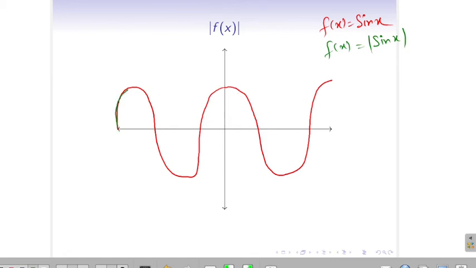The green function represents this: the negative part will become positive, and the positive part will remain the same. So the green function represents modulus of sine x, and the red function represents sine x only. So this is what happens when I take the modulus of the output.